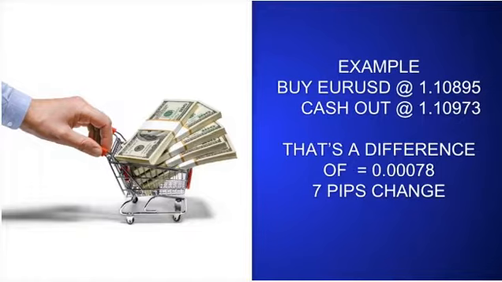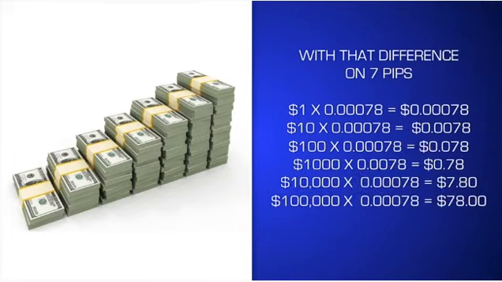So think about it. If you only came to the market and you were able to buy up enough to make 7 pips off the market, you would have made 0.00078 cents, which is pretty much nothing. So you would have to come to the market with quite a large amount of money. Looking at that difference of 7 pips, how much money would you actually have to come to the market with in order for it to be worth something?